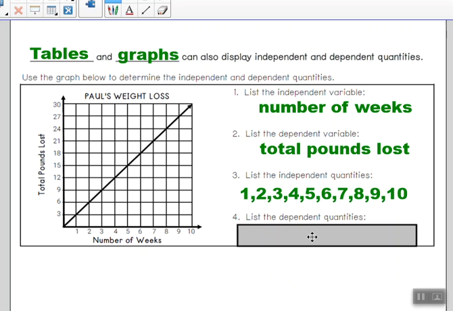The dependent quantities, those would be this other axis. Okay, well, now we're counting by threes on that one, so we're going to number by threes. And we started at 3, and we went up all the way to 30. Now do keep in mind, we have numbered differently on each axis. Here we counted by ones, here we counted by threes. And that is okay as long as we're consistent on that axis, okay?